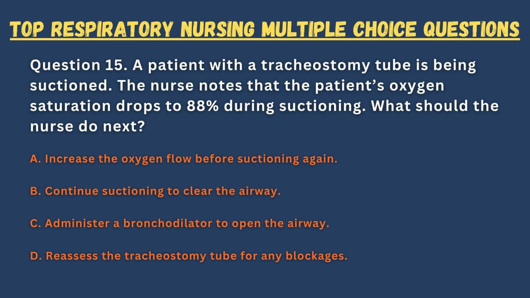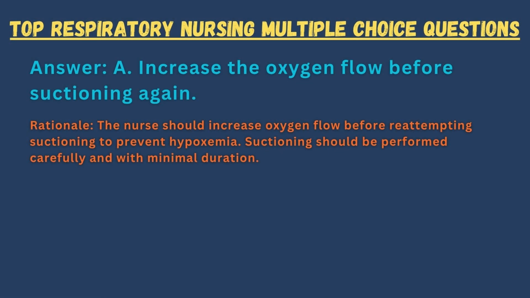C. Administer a bronchodilator to open the airway. D. Reassess the tracheostomy tube for any blockages. Answer. A. Increase the oxygen flow before suctioning again. Rationale. The nurse should increase oxygen flow before reattempting suctioning to prevent hypoxemia. Suctioning should be performed carefully and with minimal duration.